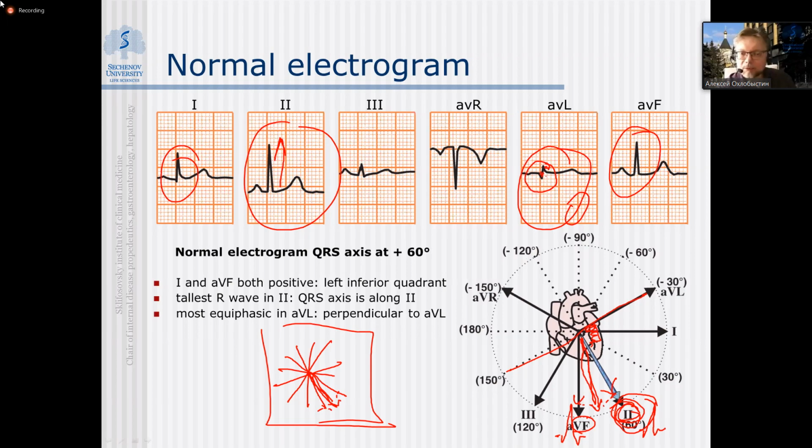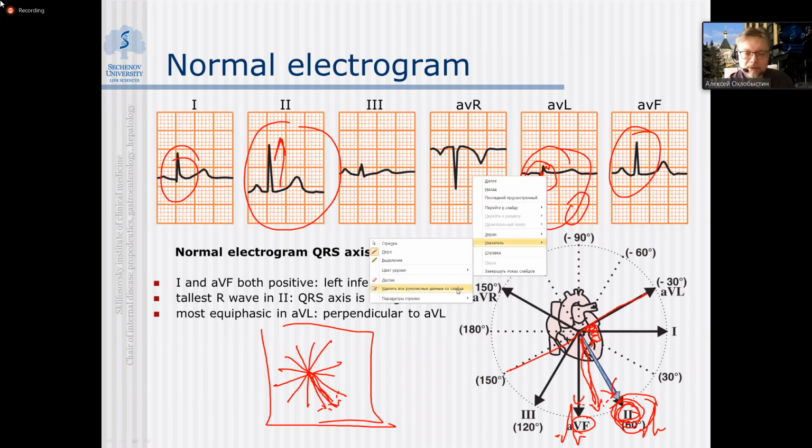Well, what about the rest? Can you follow me up to now, or is it also not clear?